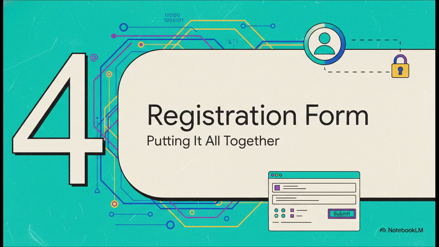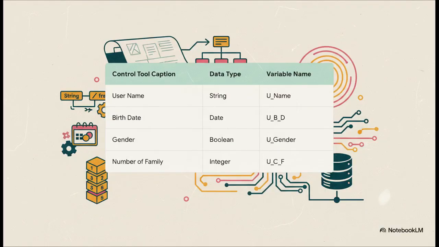Now that we've got that sorted, let's see how all these ideas come together to build something practical, like a user registration form. You know, before a good programmer writes a single line of code, they make a plan. For a registration form, we'd map out what we need to remember. Okay, we need the user's name, that's text, so we'll use a string. A birth date, yep, there's a date type. Gender, we can use a Boolean for that, true or false. Number of family members, that's a whole number, so an integer is perfect. This right here is our blueprint.